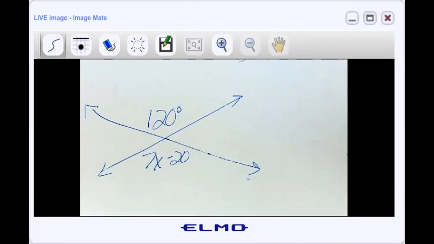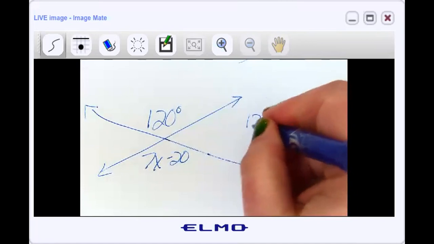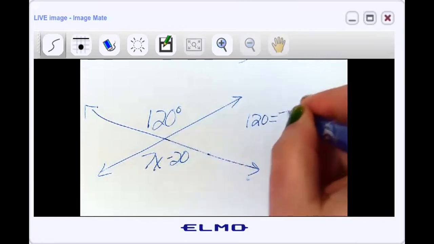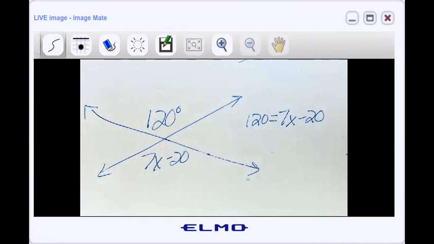I say yes. And then you think back, okay, what was that giant fireworks thing that she made a big deal about? Oh yeah, it said that vertical angles are always equal. You have enough information to write an equation right now. Would anyone like to share theirs? 120 equals 7x minus 20, or 7x minus 20 equals 120. Yep, same thing. Either way.